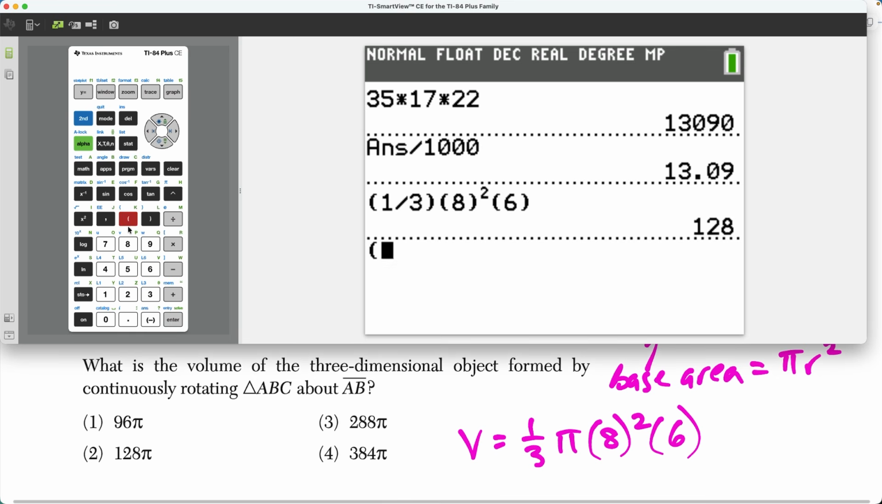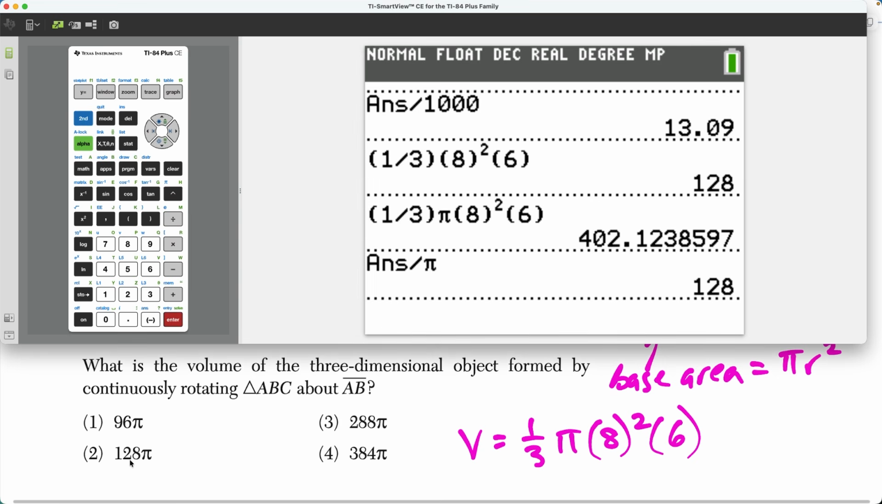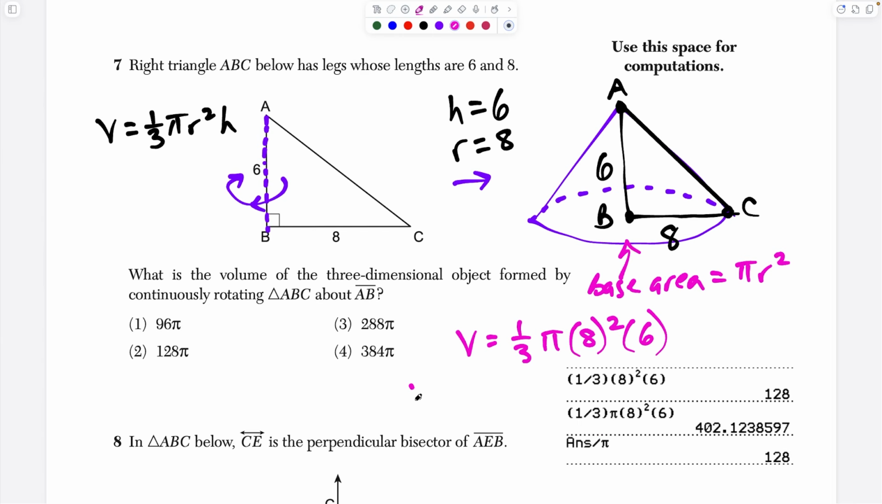Now, a lot of students will go, okay, 1/3 pi, and then radius squared. So they multiply by 8 squared. And then they multiply by the height, and they press enter, and they're like, oh no, my answer's not there. And that's because you're including the pi in the calculator part here. So if this happens, just divide by pi at the end, and it'll tell you the number in front of pi should be 128. So we have volume equals 128 times pi. Choice 2 is our answer.